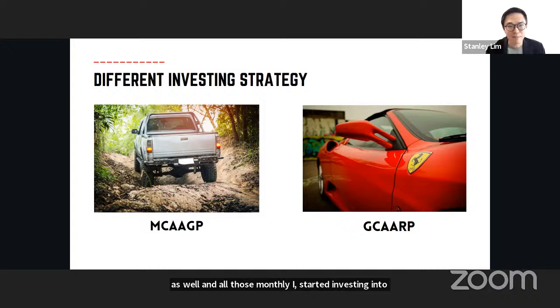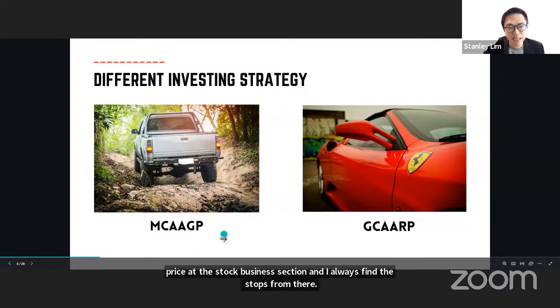And at the time, I was basically just shooting darts, right? I was reading all the stock forums. I was following the newspaper at the time. Most of the time, I was still reading newspapers back in 2006. And I would go through the 52-week low prices in the stock business section, and I always found stocks from there. So I started out very much with a finding mediocre companies at great prices kind of strategy.